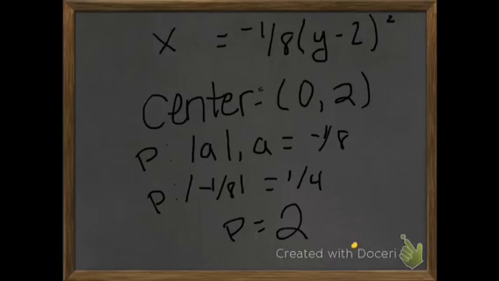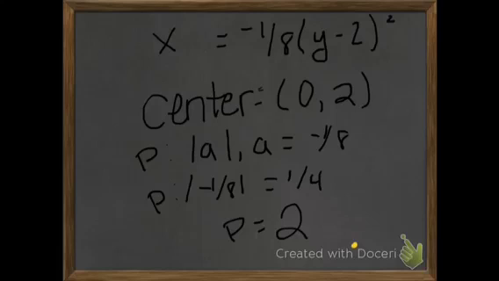Here is the equation we're going to work on. x = −1/8 (y − 2)². The vertex is going to be (0, 2), and p is equal to 1/(4|a|), and a right now is equal to −1/8. So p is equal to 1 over 4 times the absolute value of −1/8, and if you simplify that, p is equal to 2.